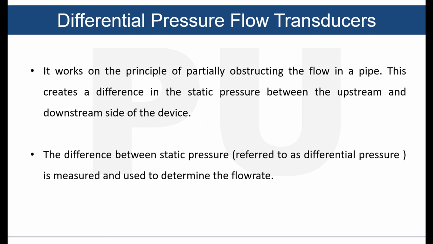Very first, we want to see about a differential pressure flow meter. As the name suggests, differential pressure, that is, we are going to tap the difference between the pressure, and as per the difference between the pressure, we are going to measure the flow. It works on the principle of partially obstructing the flow in a pipe. This creates a difference in static pressure between the upstream and downstream of the device. The difference in static pressure, referred to as the differential pressure, is measured and used to determine the flow rate of the flow.